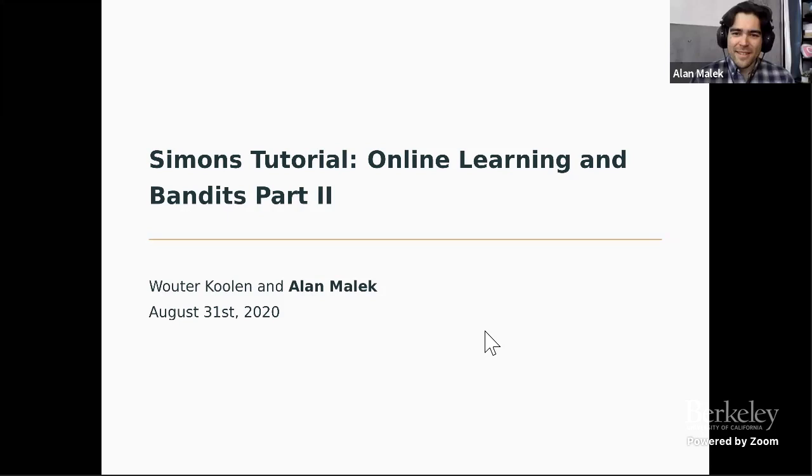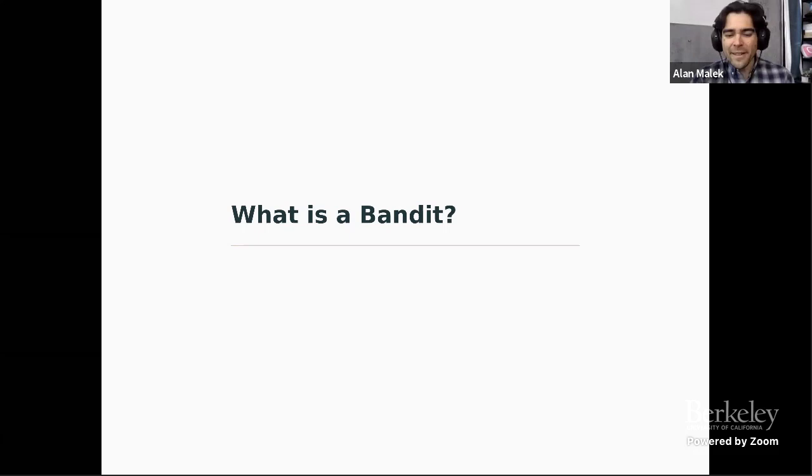A bandit is a similar language to full information, a way to describe interacting with the world through playing a game with some adversary. Maybe it's stochastic or maybe it's adversarial, but we're modeling the world as something we can play a sequential, repeated game with. However, in full information, we got to see the losses of all the actions we could have taken. And in bandits, we cannot. That's essentially the big difference.